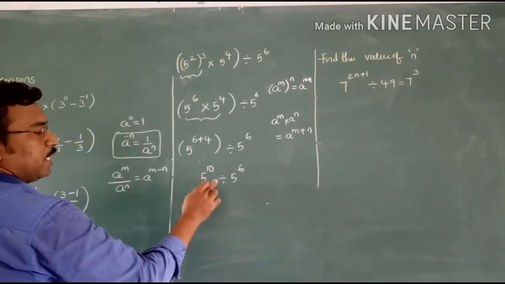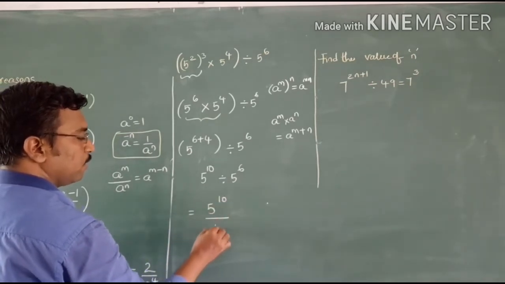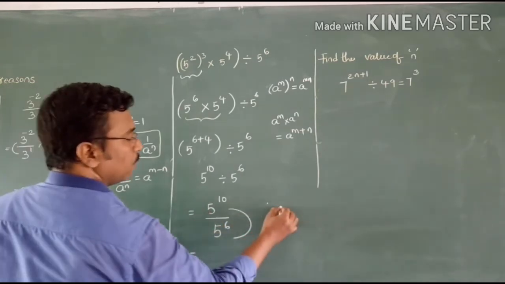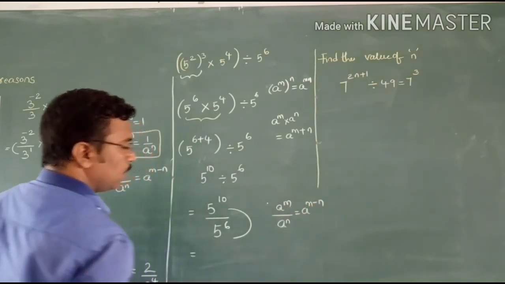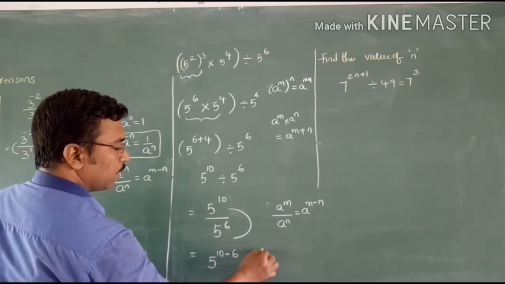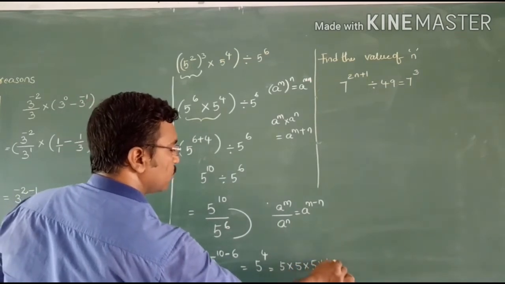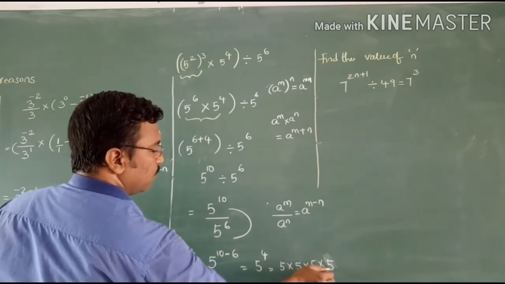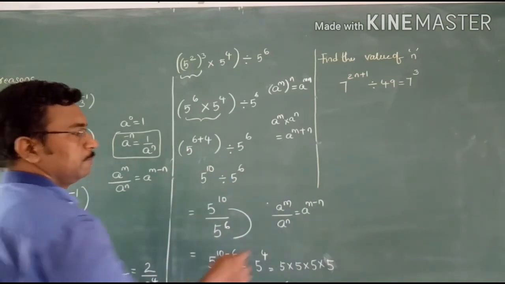So this 5 power 10 divided by 5 power 6 can be written like this: 5 power 10 by 5 power 6. So this is of the form a power m by a power n is equal to a power m minus n. So 5 power 10 minus 6, 5 power 4. 5 power 4 means 5 into 5 into 5 into 5, 4 times. So 5 fives are 25, 25 fives are 125, 125 fives are 625. So in this way we can simplify.